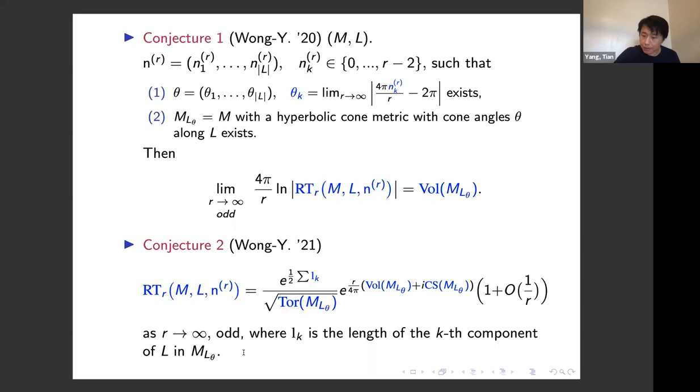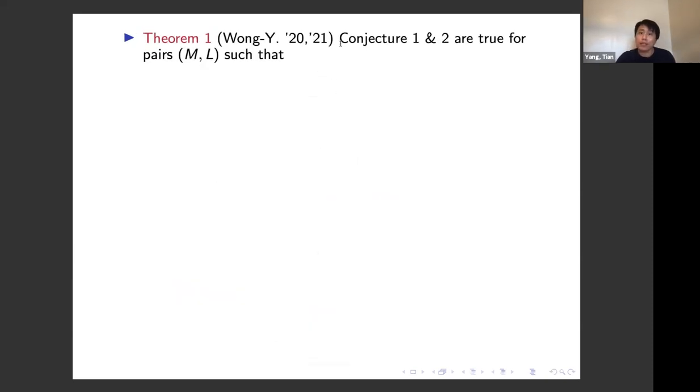Now let me talk about some solid math theorems. We prove these two conjectures for a family of, actually a universal family of examples. And this family is first. So we prove it for pairs M and L, such that the complement of this link is a so-called fundamental shadow link complement. I'll tell you what fundamental shadow link complements are later. And recall that if this is true, then it is equivalent to saying that the ambient manifold M is obtained by doing surgery along this fundamental shadow link complement.